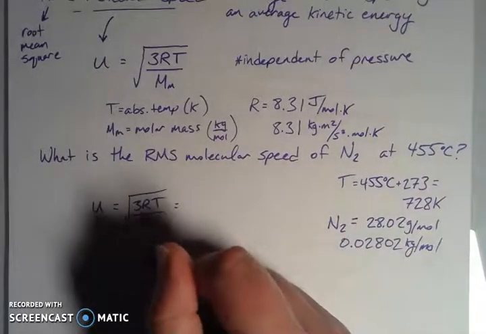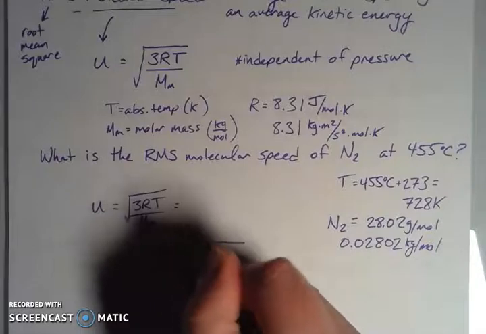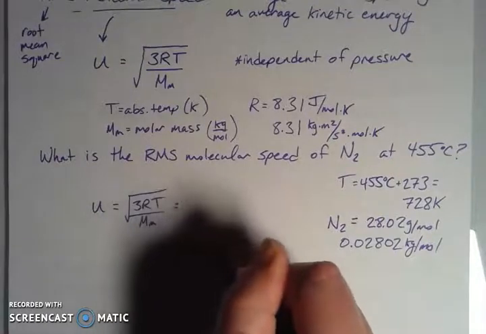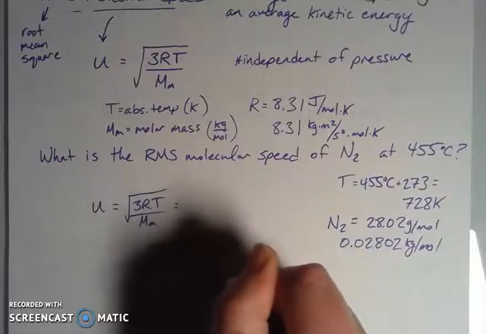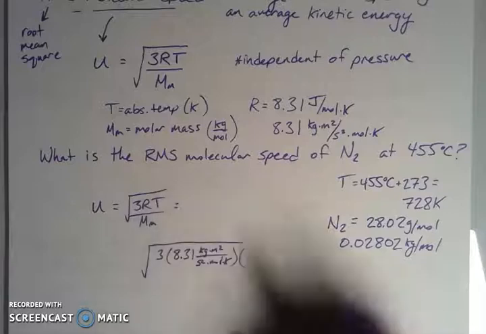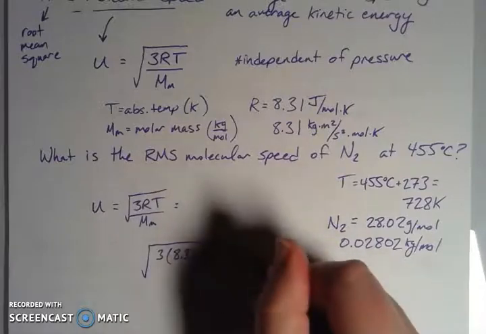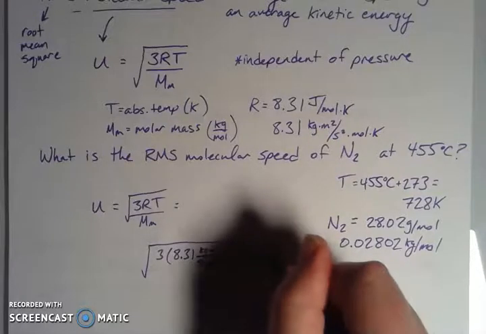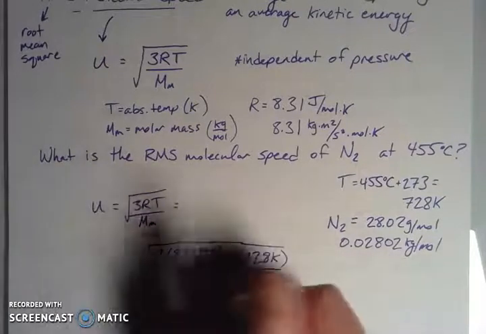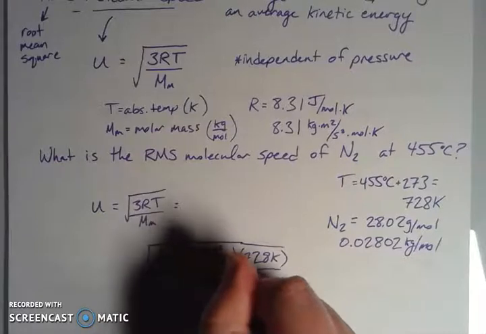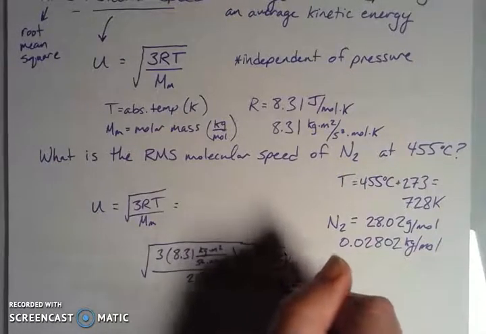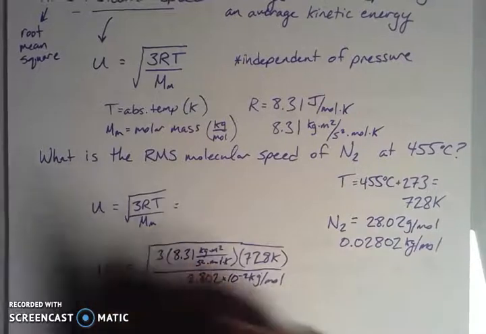So I take the square root of 3 times the R, kilograms meter squared per second squared mole Kelvin, quite the unit, times the temperature, 728 Kelvin, divided by the molar mass in kilograms, 2.802 times 10 to the negative 2 kilograms per mole. Let's do this.